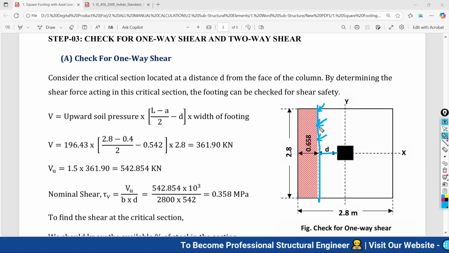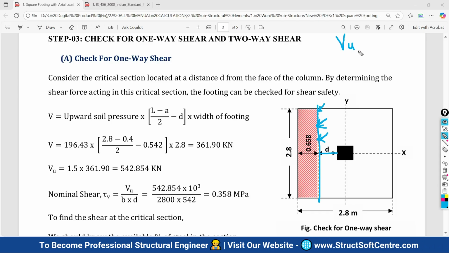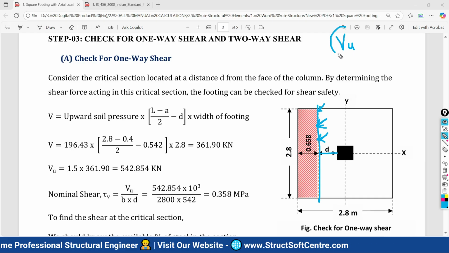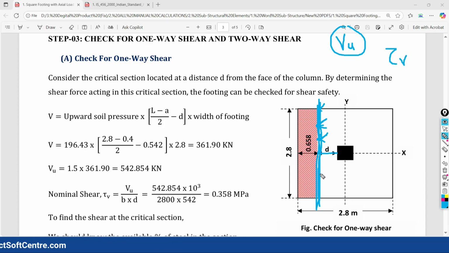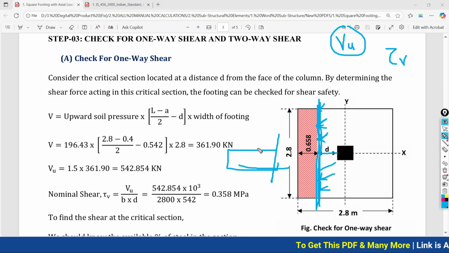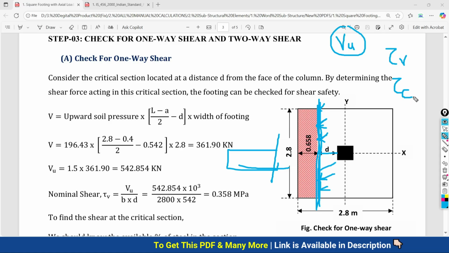Make it simple: due to the action of the loading, due to the shear force which is going to develop at this point, we will calculate it as Vu, the ultimate shear force. And due to this ultimate shear force at this section, what nominal shear is going to be developed at this section. And at this section there is a presence of the concrete, there is a presence of the steel, so they have the capacity to resist this shear force, and that capacity we are going to calculate in terms of critical capacity.